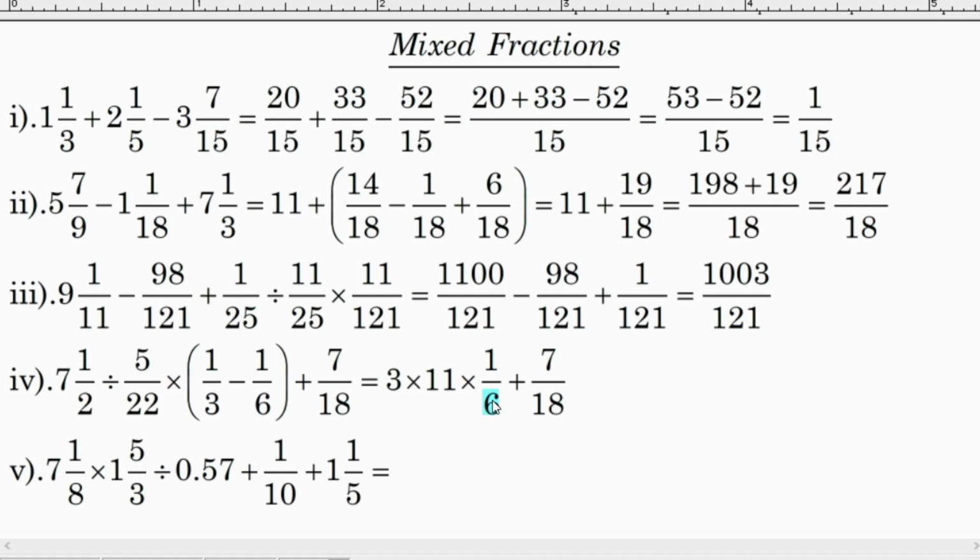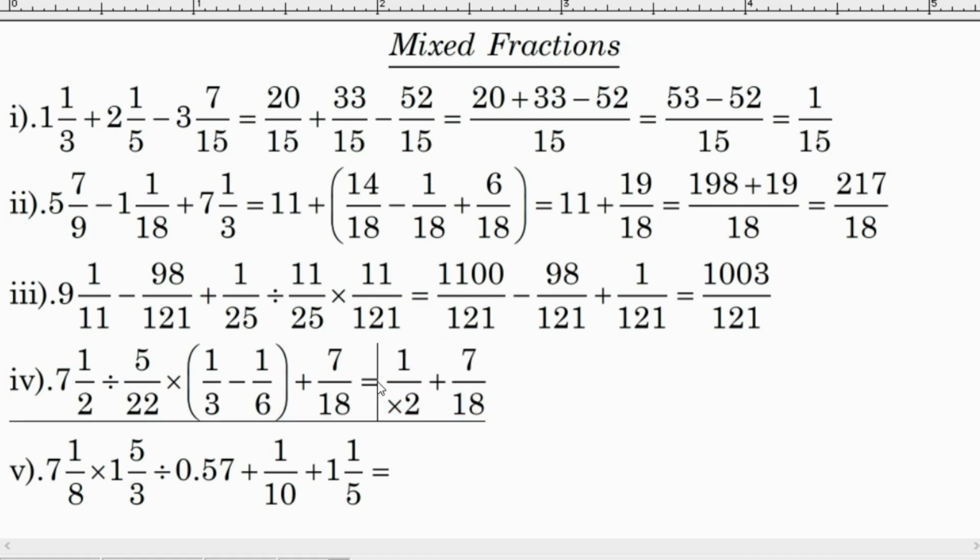As we can see, 6 can be written as 3 times 2. Okay, so now I'm going to simplify again. 3 with 3 here, so we just cancel out. So that will be 11 times 1. Okay, so 11 times 1 equals 11. So I will delete this. That will be 11 here. And then we just delete the multiplication sign.